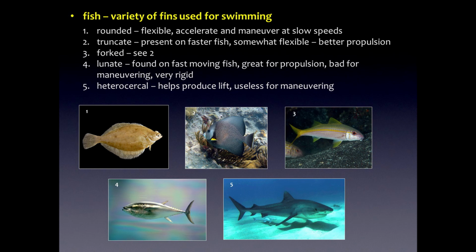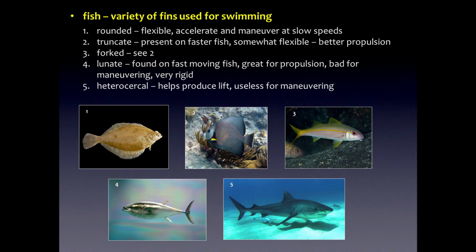The third type of tail fin we see is forked. We can see it in the fish in number 3 there. So now it's just like one mass of tail fin. We see 2 points to it, an upper part and a lower part. Basically, it does the same thing as what we see in the truncate tail fin. Seen on slightly faster fish. Flexible, might not be able to turn as readily as what we see with the rounded tail fin.